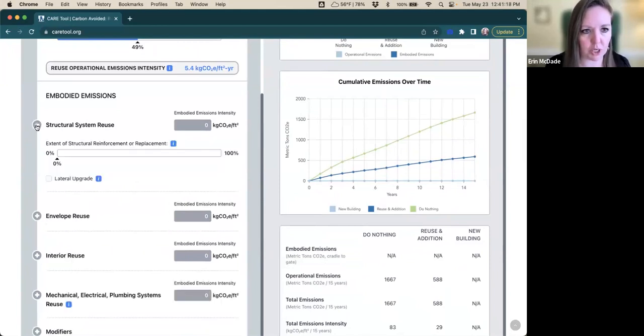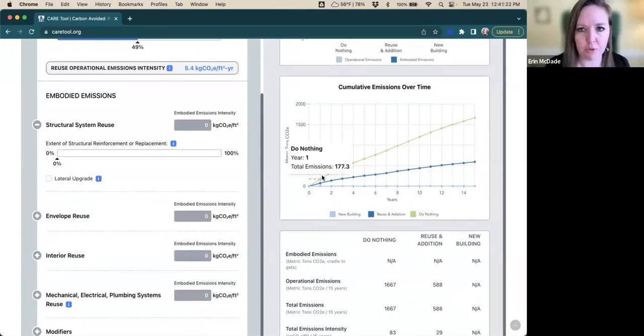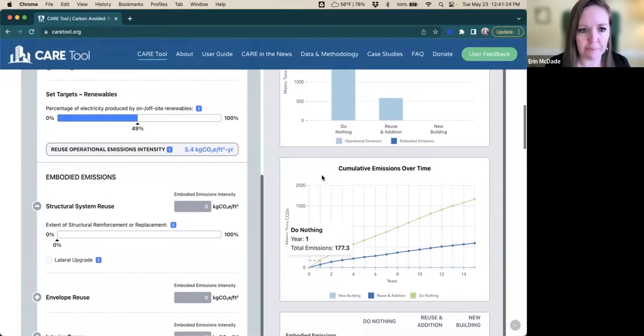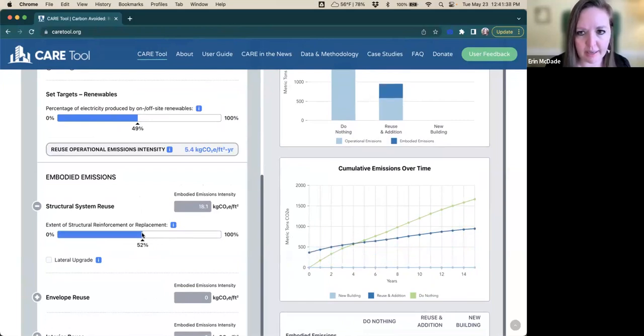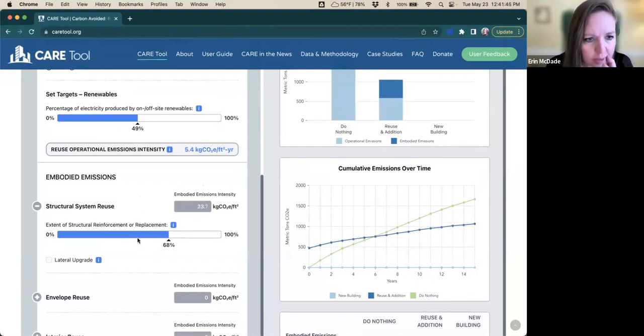So the first question is, how much of the structure will be reused or replaced? I'm going to bring it back down so we can see this chart a little bit, because this is probably going to be the most impactful one for this building. And the more we can reuse or replace, of course, the less embodied carbon emissions there will be. I think that's maybe a little bit more. I mean, we didn't change it too much.